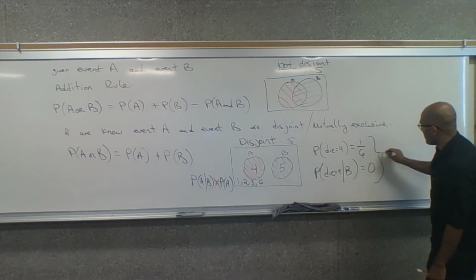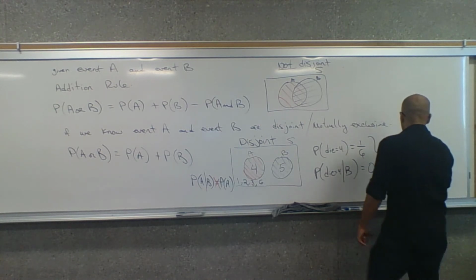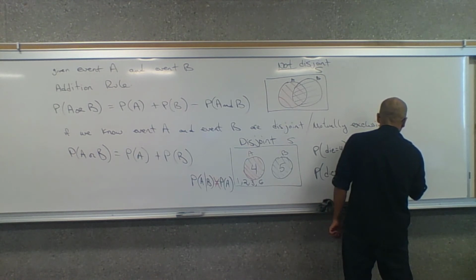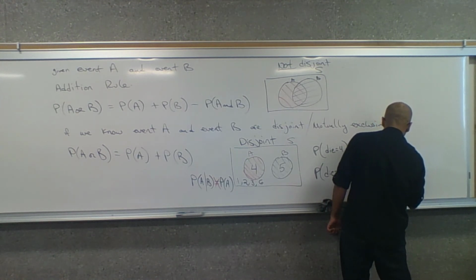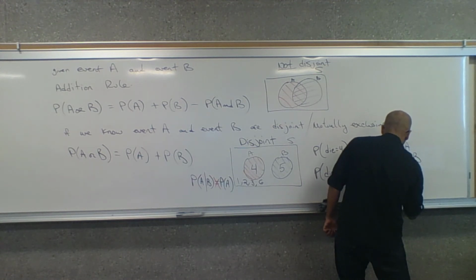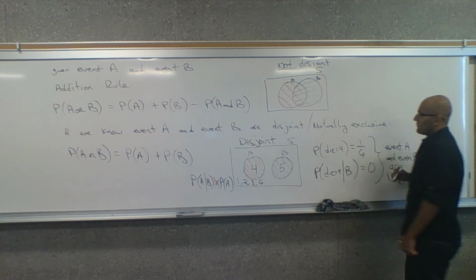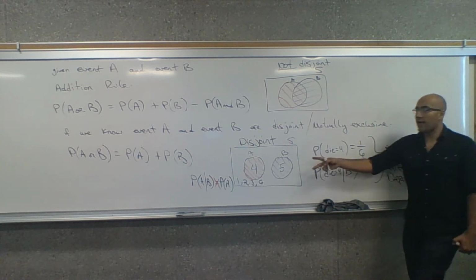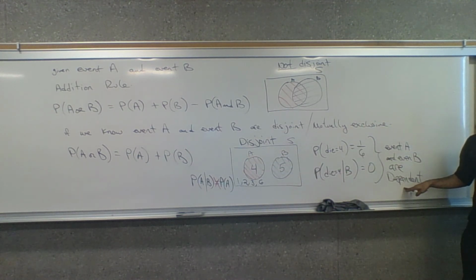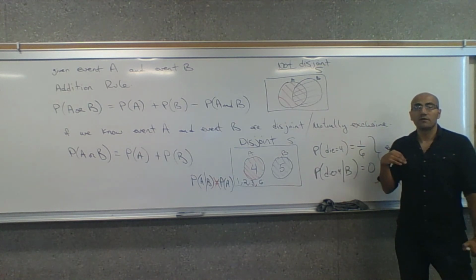And so event A and event B are dependent. That's always true. If we have disjoint, then that guarantees dependent. Always true, right? Because you know that the other one happened, you know you definitely didn't happen.